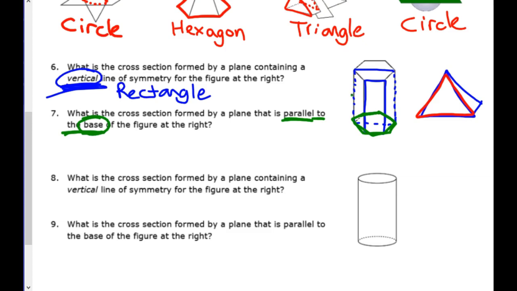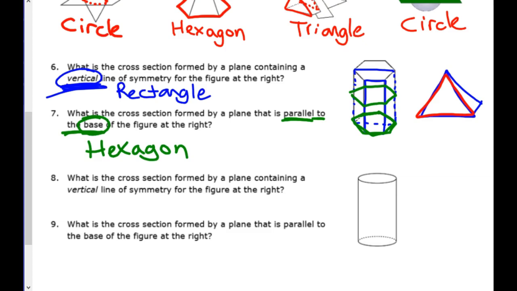Let's see if I cut it up here. 1, 2, 3, 4, 5, 6. That's a hexagon cross section. Again, that cut is called a cross section. So we make a hexagon by doing that, okay? So when you see the keyword vertically or vertical line of symmetry, you know you got to look straight up and down vertical. If you see the keyword base, then you tell me what the base shape is. That's the cross section. 100.